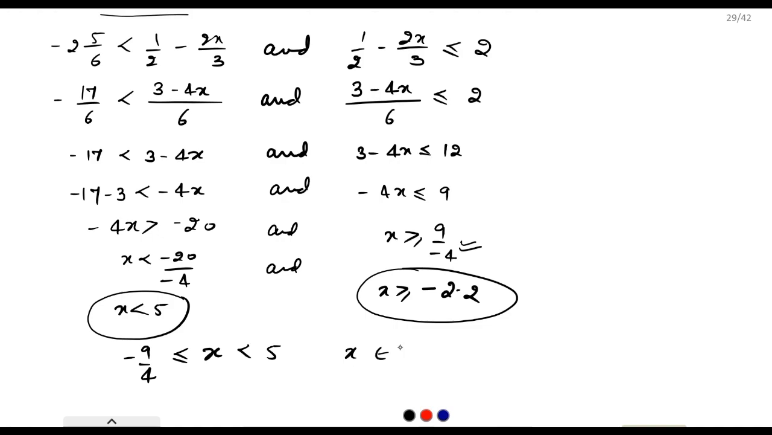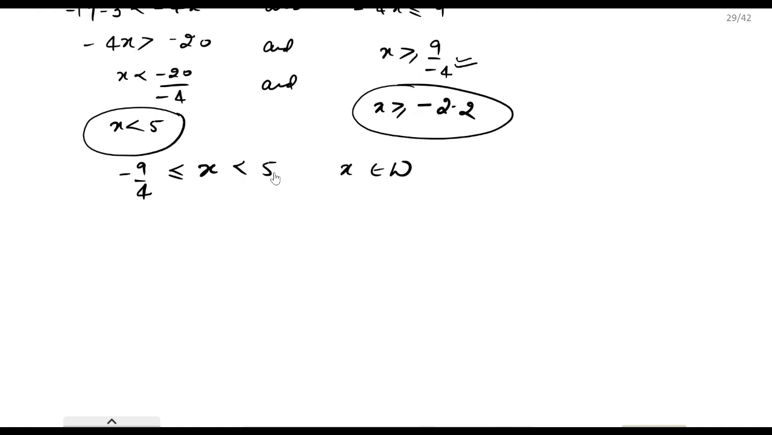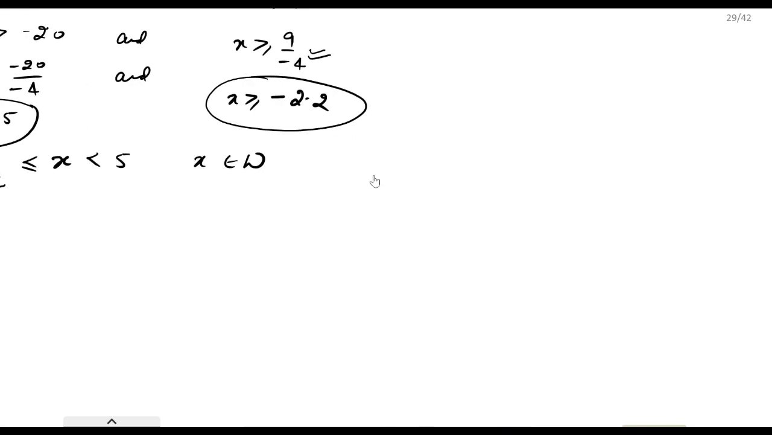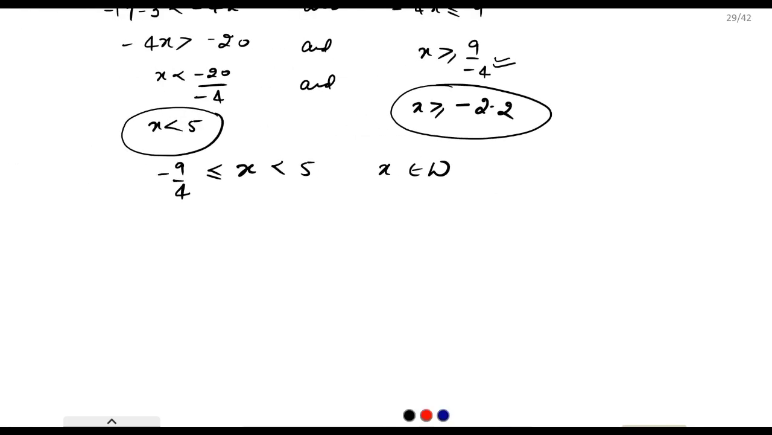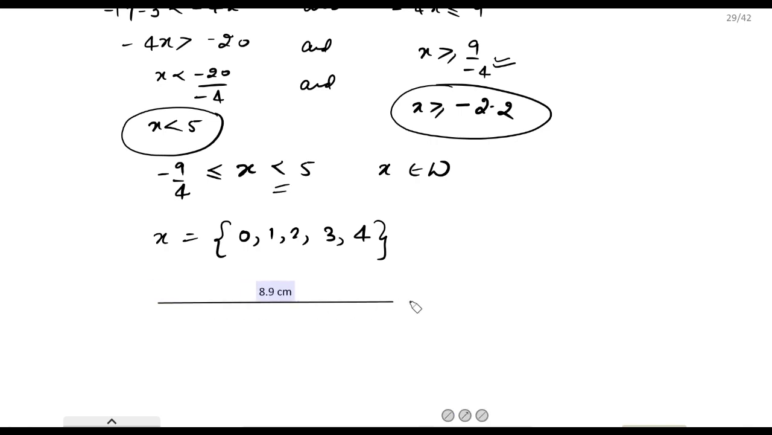And x belongs to W, means whole number. So whole numbers between this range, whole number starts from 0, so 0, 1, 2, 3 and 4. 5 is not included. Now represent your solution on number line.